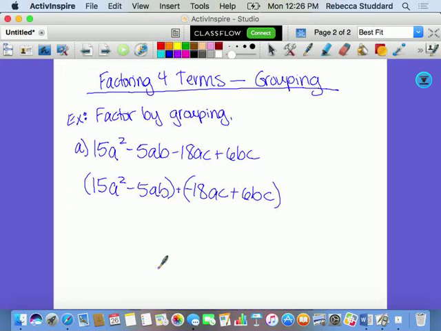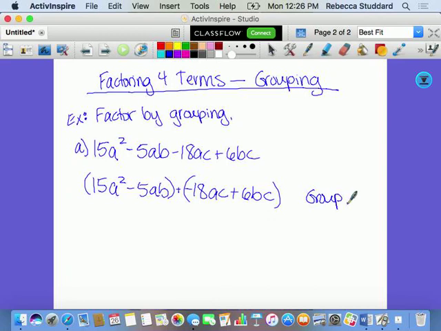I don't want y'all to think we're multiplying these 2 groups together. I'm just saying I'm going to look at this set, and then I'm going to look at this set. So this one has a GCF, this set has a GCF. So we just put it into 2 groups. I'm just going to write group.